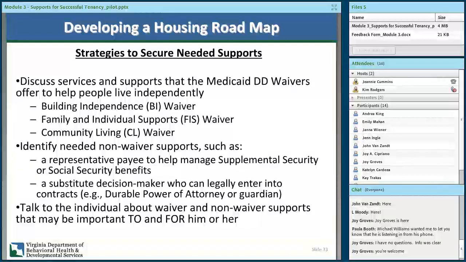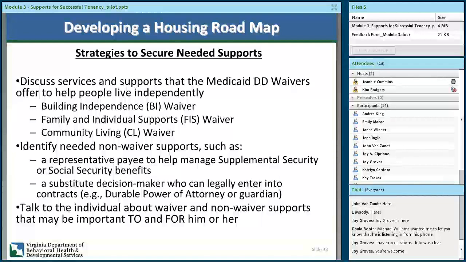Examples of waiver services that people can access to support independent living include personal assistance services, in-home support services, shared living, independent living supports, companion services, personal emergency response systems, assistive technology, environmental modifications, and electronic home-based services. Please see that FAQ for Module 3 to review a list of service definitions and the service options available in each waiver.